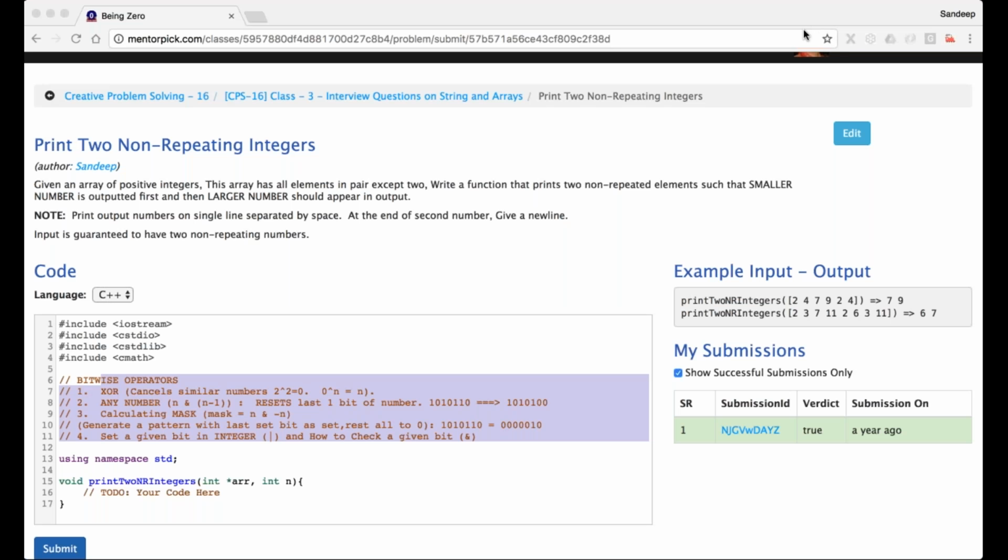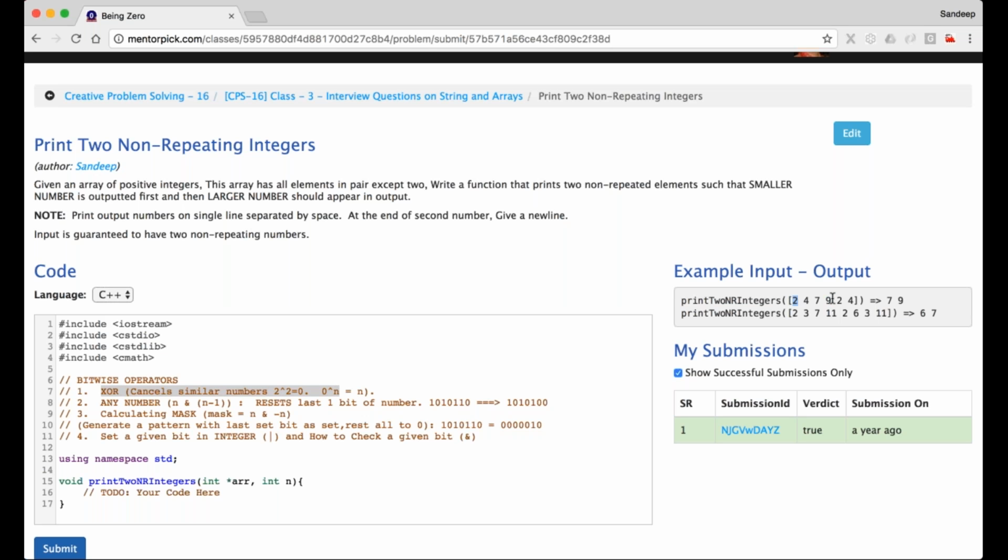Okay, now let's take a look at how we solve this problem of printing two non-repeating integers. If there was only one such number like 7, let's say imagine 9 is not there in this array, then solving this problem is easy because we have done a similar problem called finding the unique element, and the property that we can use is that of XOR.